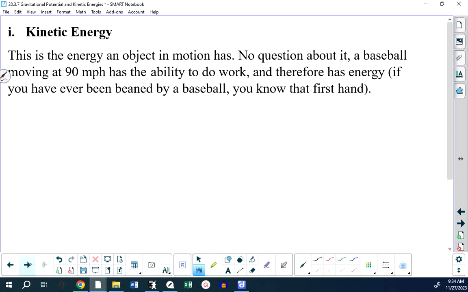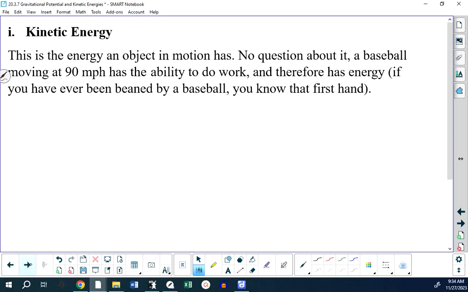One type of energy is kinetic energy. Kinetic energy is an object in motion, basically. If you have an object that has mass and it's moving, it has energy. What does it mean to say an object has energy? It means it has the ability to do work. What does it mean to say an object has the ability to do work?